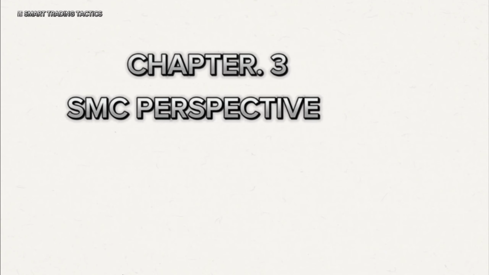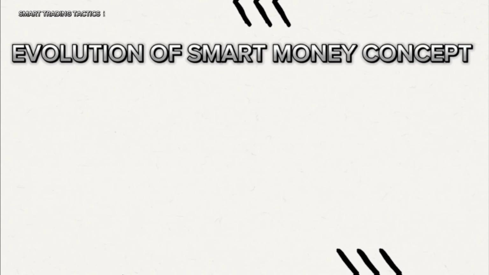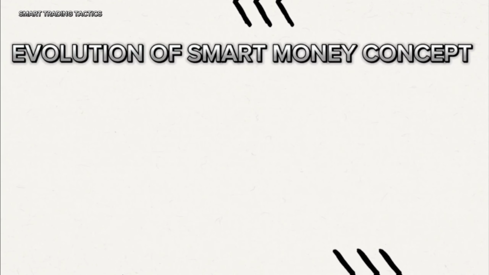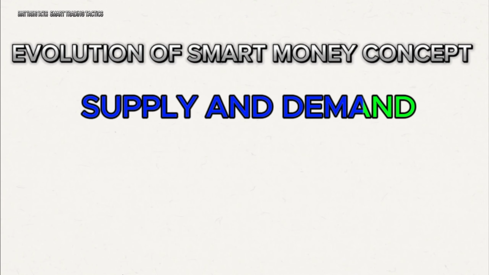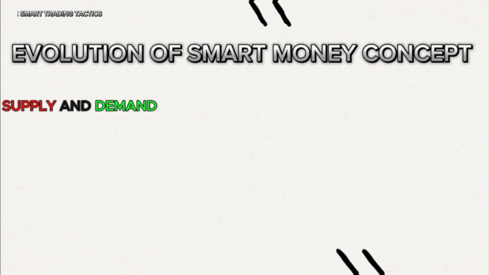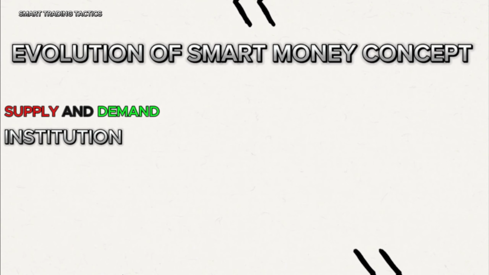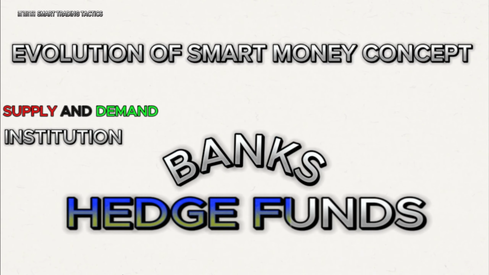Chapter 3. SMC Perspective on Supply and Demand. The Evolution of Smart Money Concepts, SMC. Smart Money Concepts, SMC, build upon the foundations of supply and demand, incorporating a deeper understanding of institutional trading behavior. SMC is more focused on the concept of smart money, which refers to the big players in the market, such as banks and hedge funds.